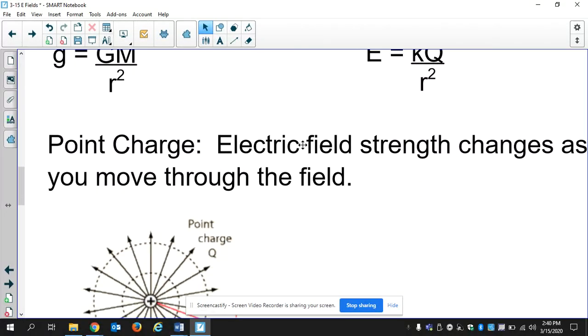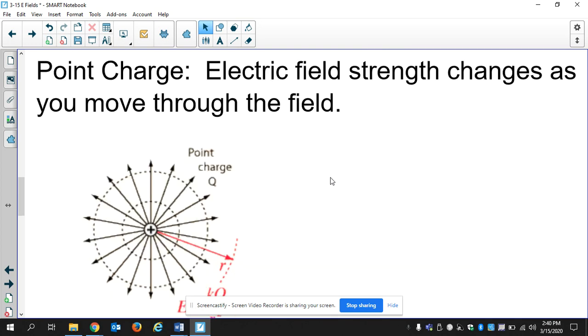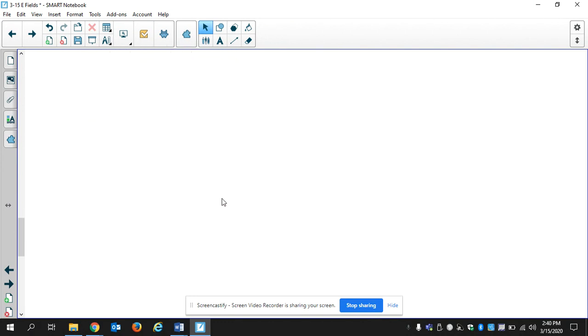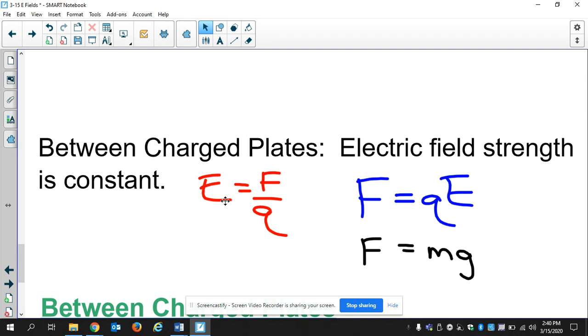So the electric field strength changes as you move through the field. Again, here's that little picture showing you that as you get farther away, the arrows get more spread out. So the E field gets weaker as you get farther away, which is different than if we talk about the electric field between plates. The electric field between plates was given to you as E equals F over q, but you could just as easily rearrange that as F equals qE, which is really the same thing as F equals mg.